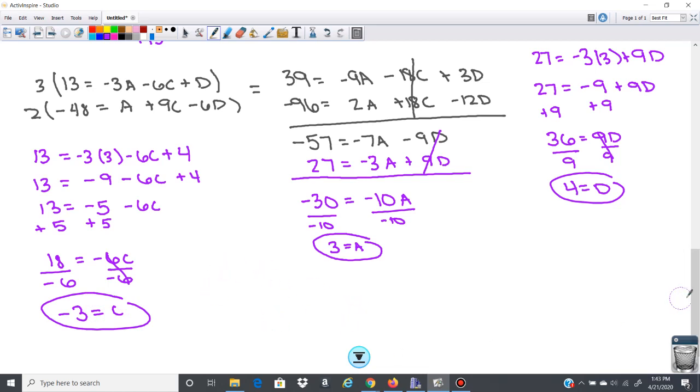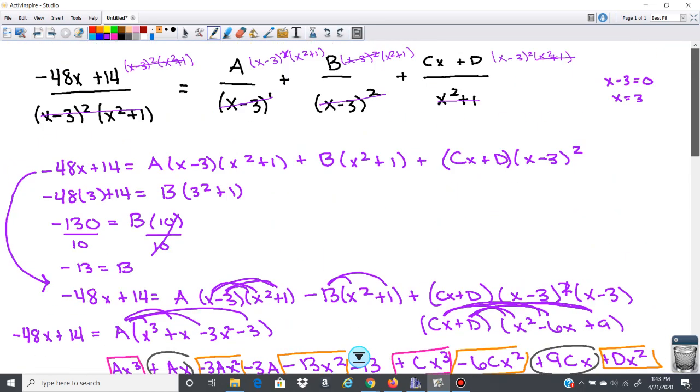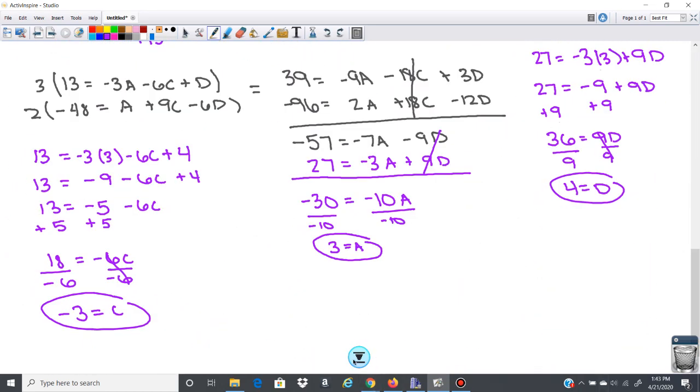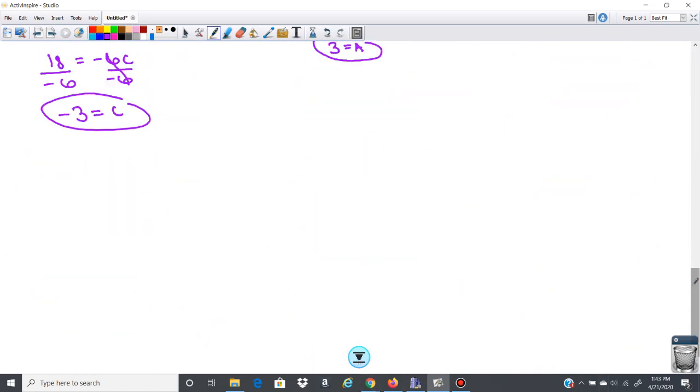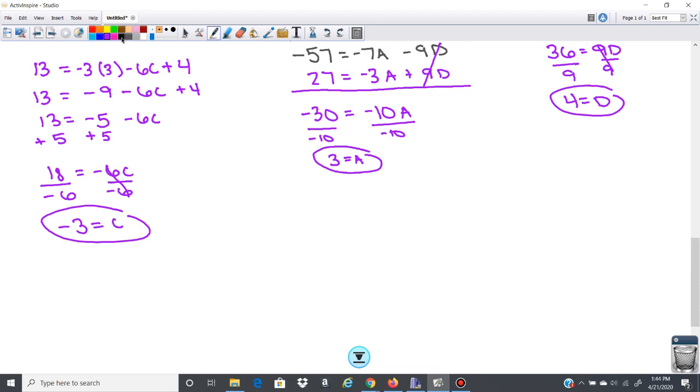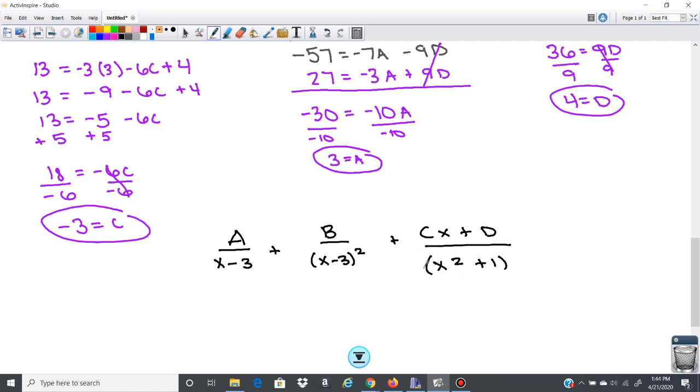So I want to go all the way back up to the beginning. That's what we're plugging into here. We're going to take what we originally had and plug in a, b, c, and d. So I'm just going to repeat it down here. We had a over x minus 3, b over x minus 3 squared, and then cx plus d over x squared plus 1. Okay, so we're plugging those in.